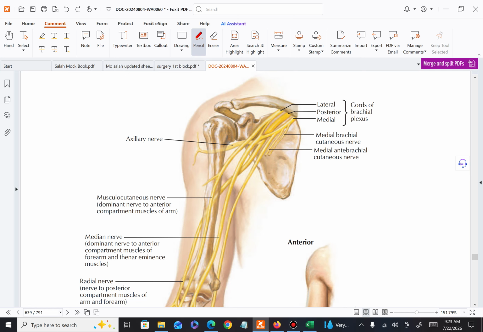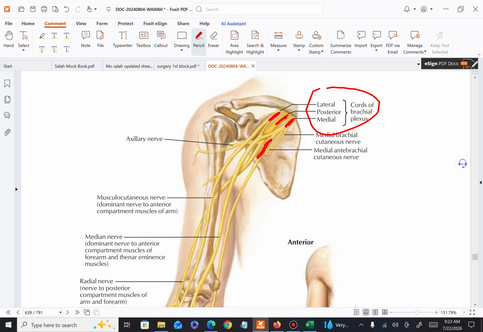In this image, these are the cords of the brachial plexus. This is the medial cord, this is the posterior cord, and this is the lateral cord. The ulnar nerve is one of the terminal branches of the medial cord. So this nerve is the ulnar nerve.